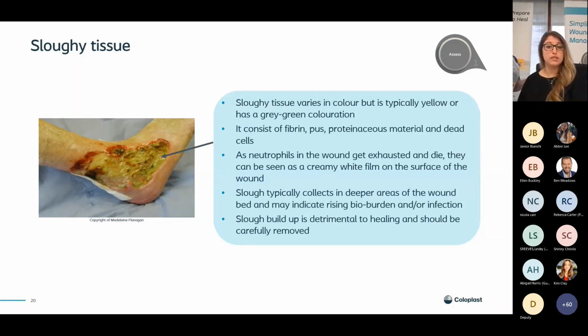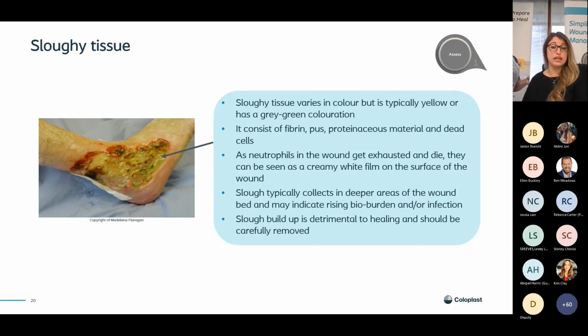Sloughy tissue. This tissue can vary in colour, but generally tends to be yellow, can be slightly grey green in colour sometimes. And this tissue is quite fibrous, can be full of pus, and also contains dead cells. What happens is the neutrophils in the wound get exhausted and they die off. And then this can be seen as a creamy white film on the surface of the wound. Now, slough typically collects in the deeper areas of the wound and can be quite tricky to remove. But it can also indicate that there may be a rise in bioburden there. There may be some biofilm, or there may be an infection brewing.